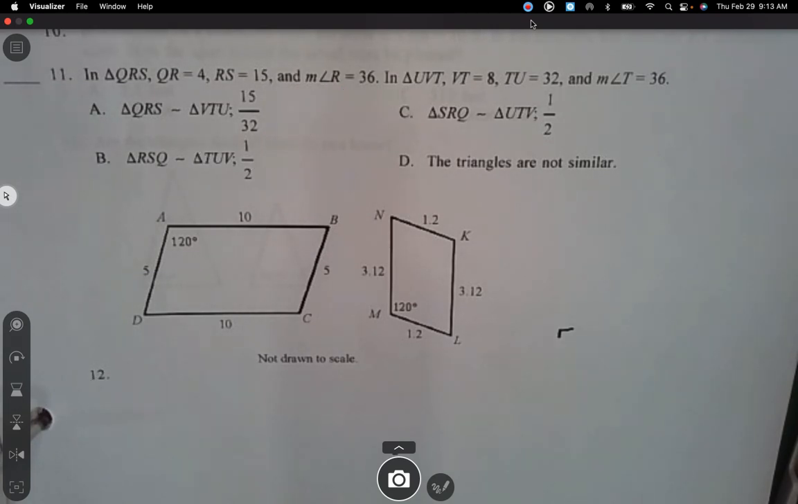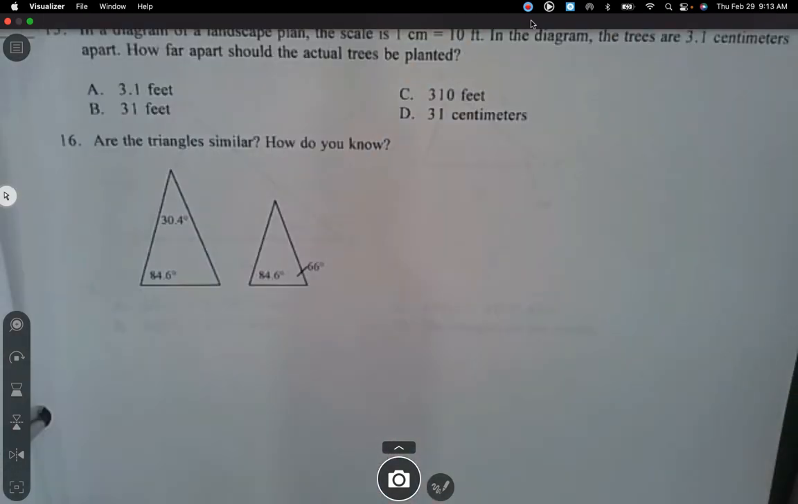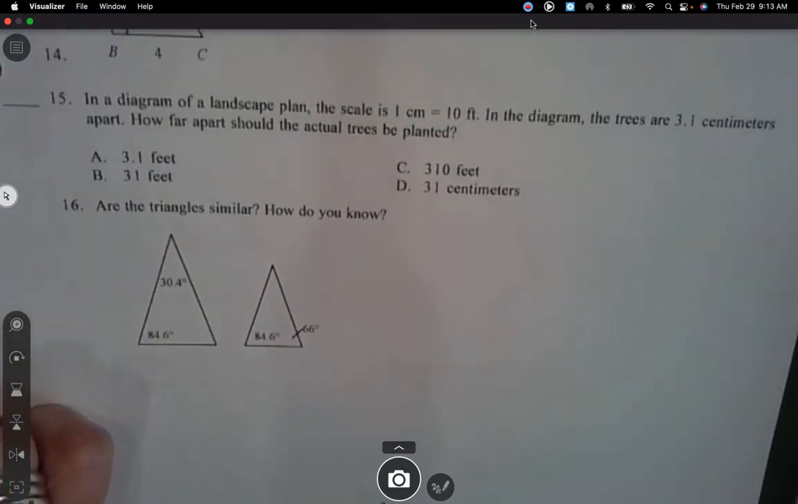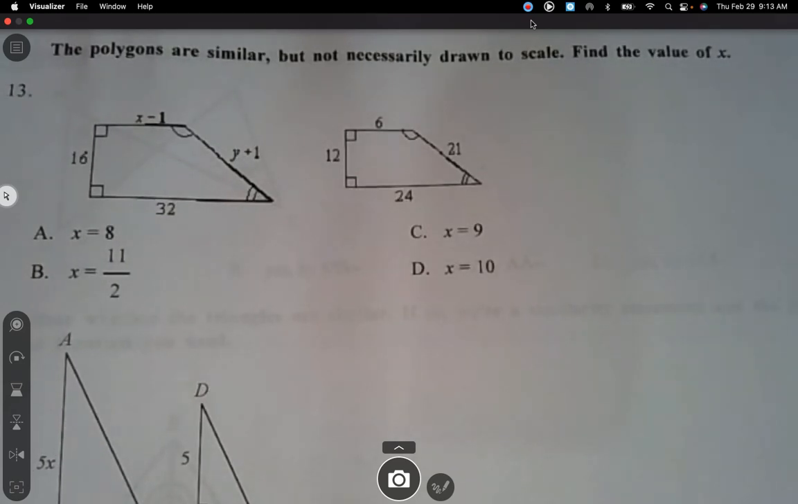That's why number 12 didn't work either. If I divided 3.12 by 10 and 1.2 divided by 5, they didn't give me the same number. All right? Let's keep going. Number 13. This one's on your quiz. I don't know about the test. Okay. It says find X. It doesn't even want Y. So let's ignore the whole Y thing.